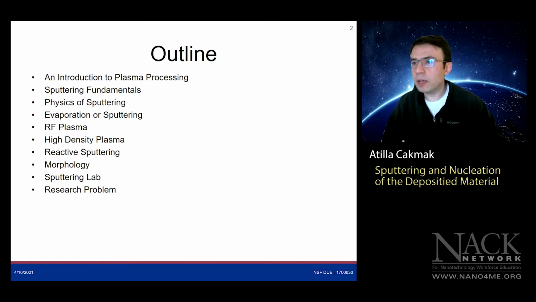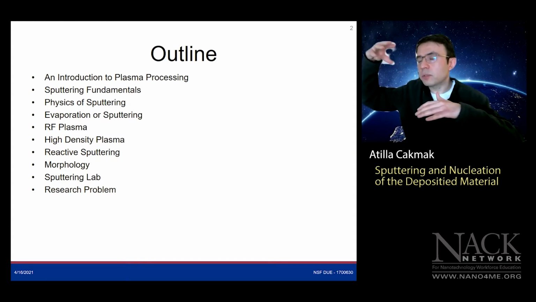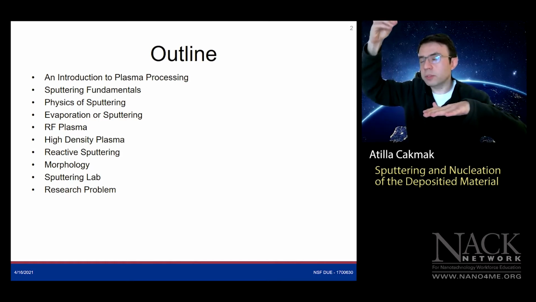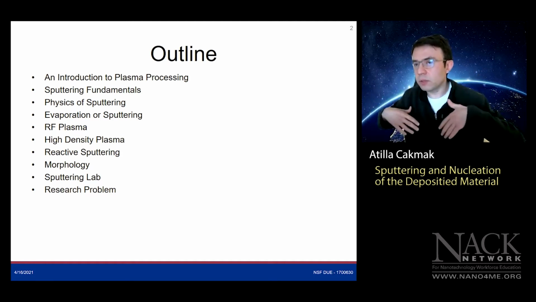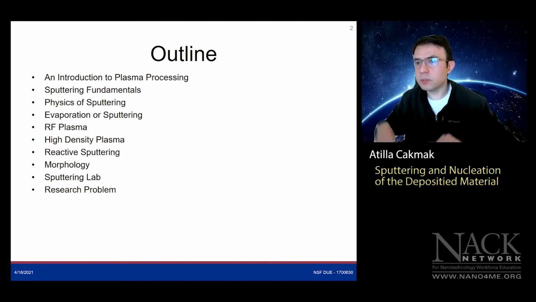Once we have the plasma, we will see how the ion bombardment is used to do the sputtering for the purposes of deposition. Later on, we'll look at how the atoms that we took away from the target are landing on the surface, how they are depositing and forming, and what kind of performance we are going to get out of this kind of deposition. That's going to be the next question.